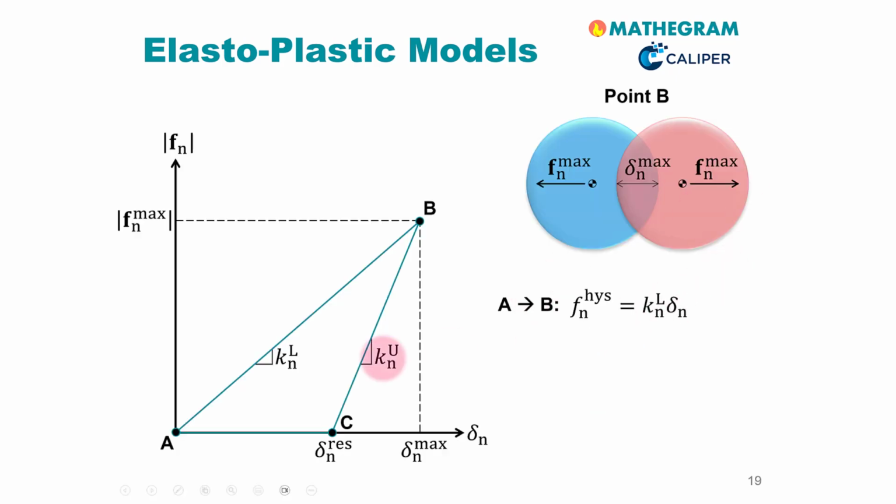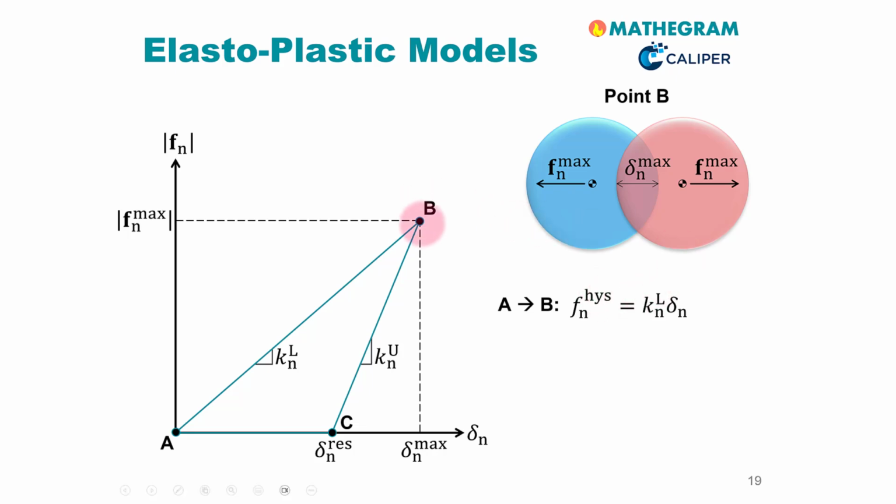For this phase, we use this loading stiffness Kn superscript L, as indicated here by this line going from A to B, right? The overlap is increasing with time, and here we use the loading stiffness. This is very similar to what we have in the linear spring dashpot element, with the exception, of course, that we don't have a dashpot element.